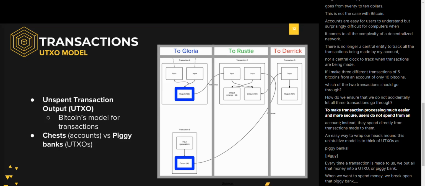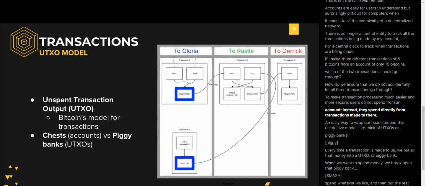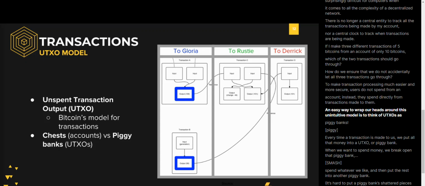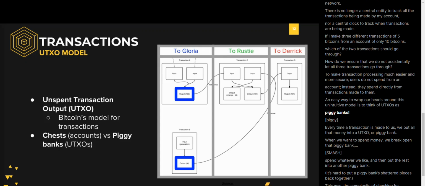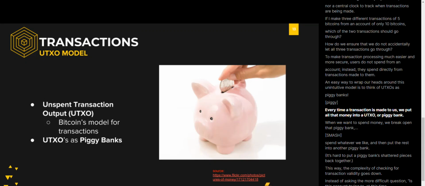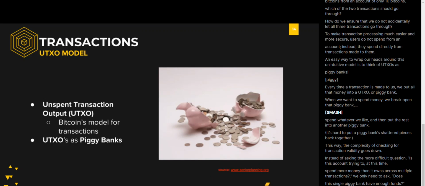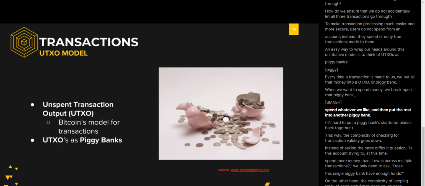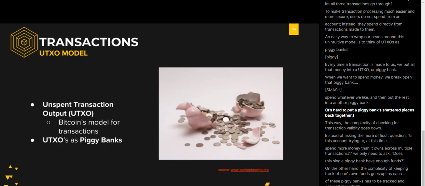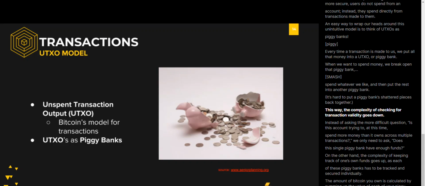To make transaction processing much easier and more secure, users do not spend from an account. Instead, they spend directly from transactions made to them. An easy way to wrap our heads around this unintuitive model is to think about UTXOs as piggy banks. Each time a transaction is made to us, we put all the money into a UTXO, or piggy bank. When we want to spend money, we break open that piggy bank, spend whatever we like, and then put the rest into another piggy bank. It's hard to put a piggy bank's shattered pieces back together, of course.